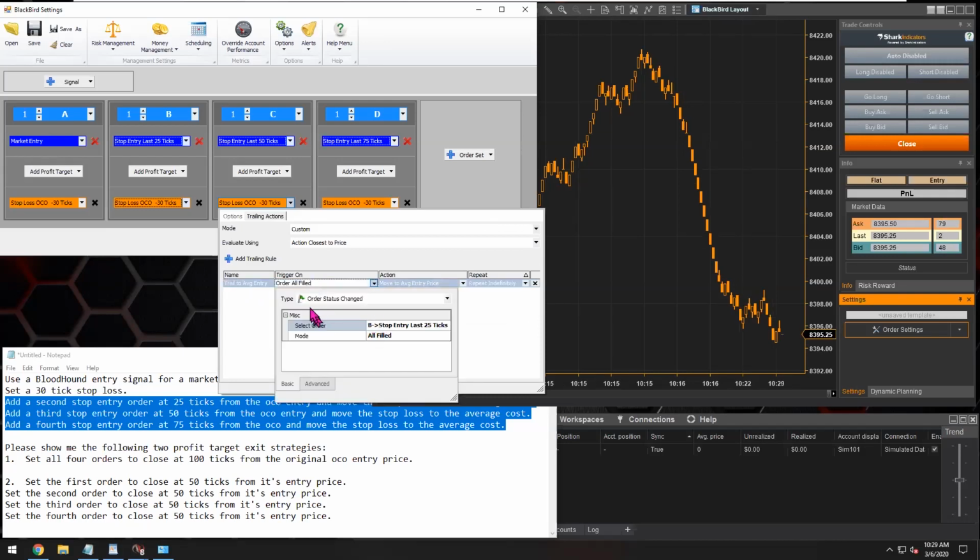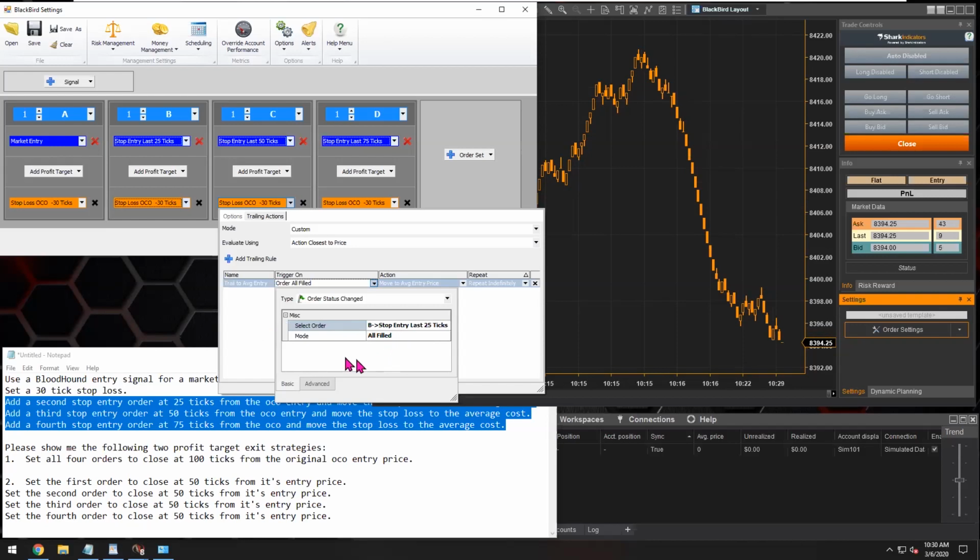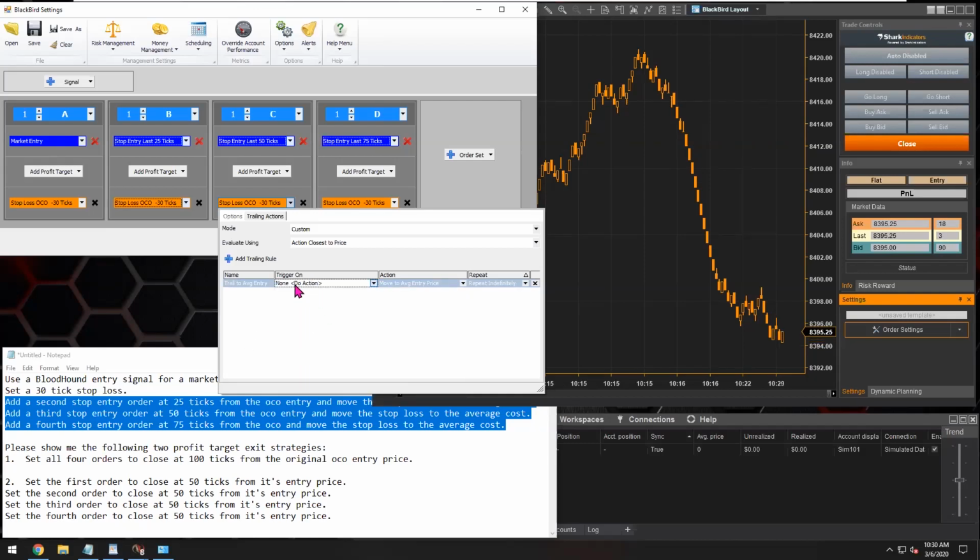Because this order status changed. Let's see. Actually, we don't even need this. Yeah, probably better if we just completely remove the trigger, so that way our stop loss moves immediately to the average entry price. Yeah, we don't need that trigger, right? Because we're on our third scaling contract, or our second scaling contract, or our third contract.